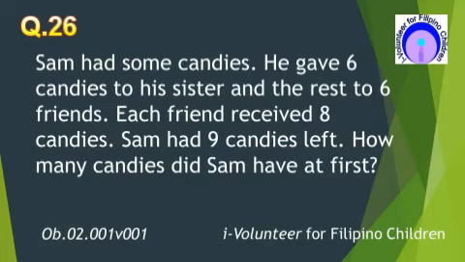I repeat, Sam had some candies. He gave 6 candies to his sister and the rest to the 6 friends. Each friend received 8 candies. Sam had 9 candies left. How many candies did Sam have at first? Your timer starts now.